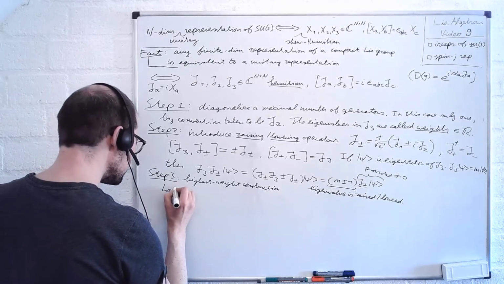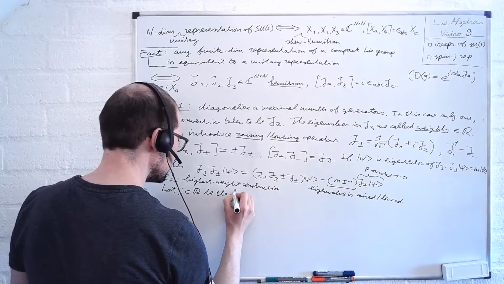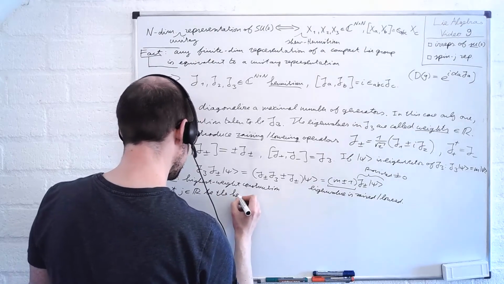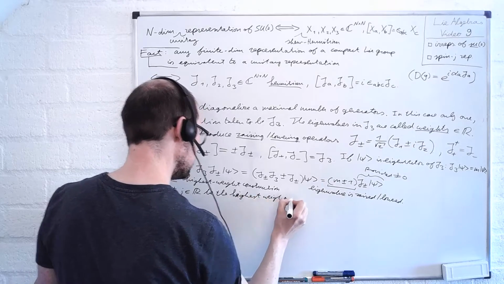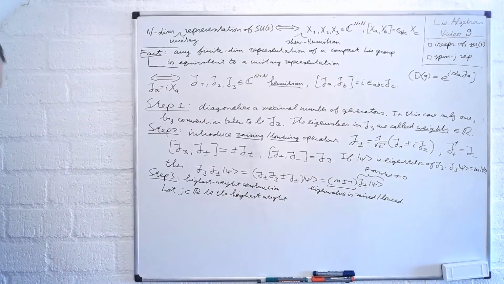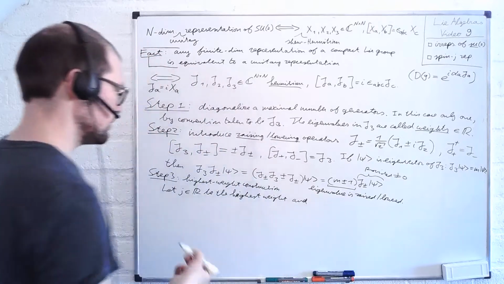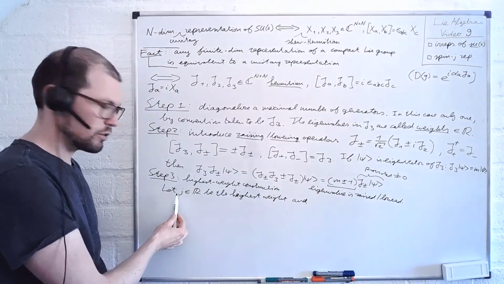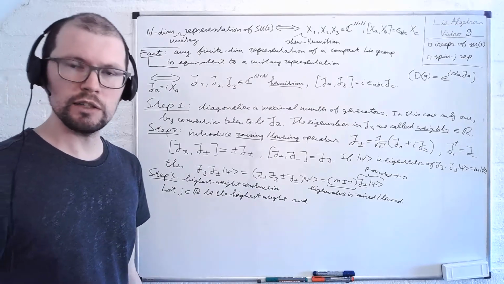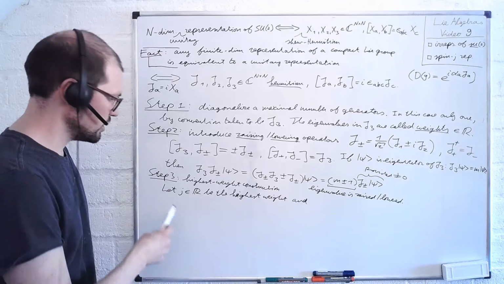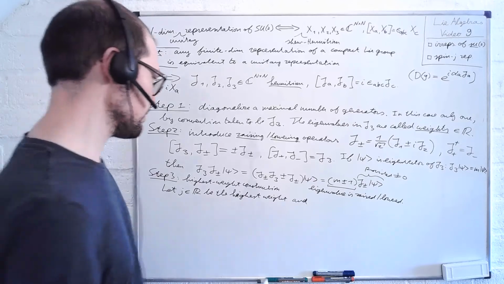Okay, so let J be the highest weight, and let's take one of the eigenvectors with this eigenvalue. There can be multiple, or we don't know at this point how large the eigenspace is of this eigenvalue, but there will be at least one such vector.